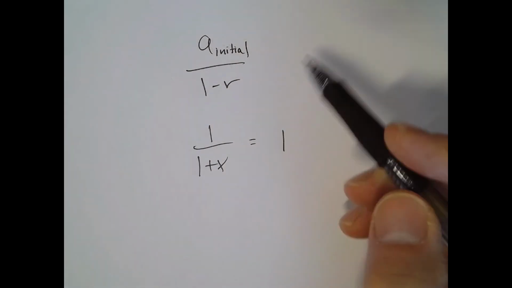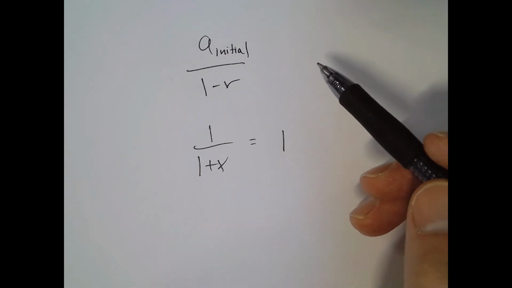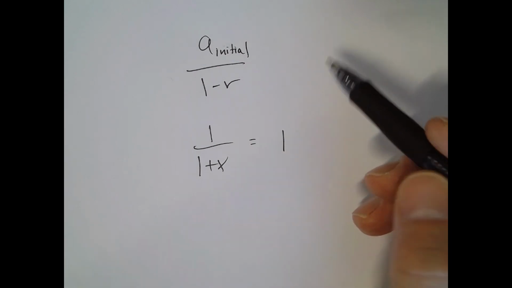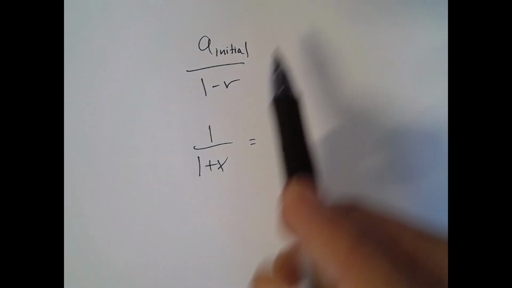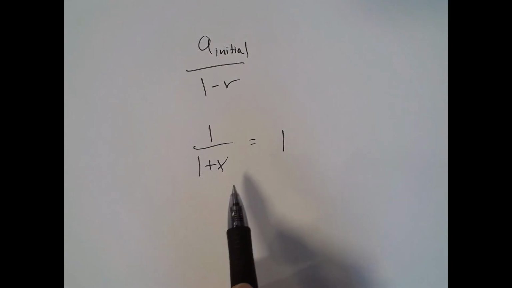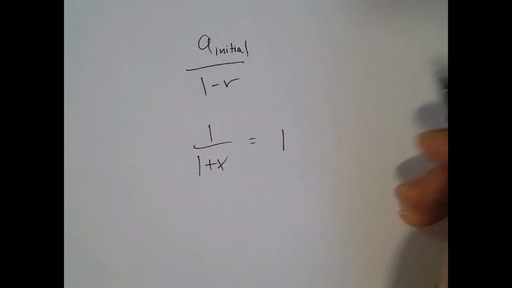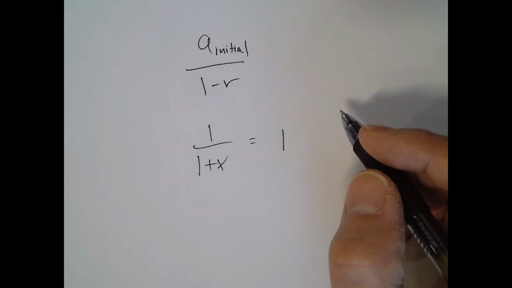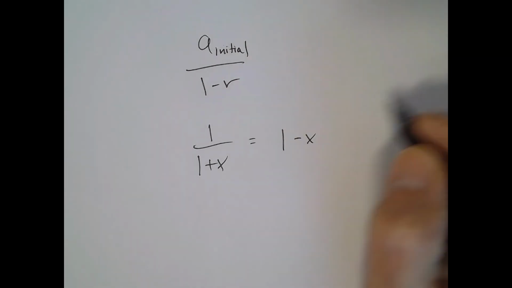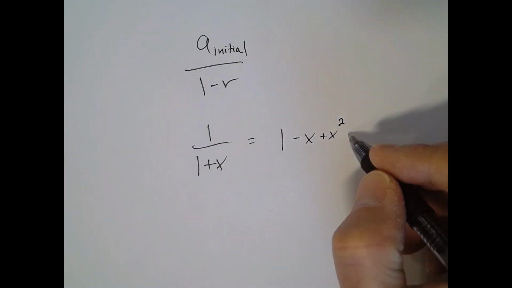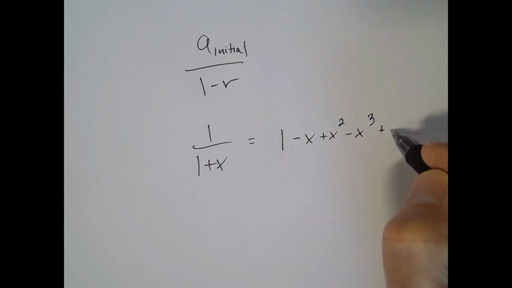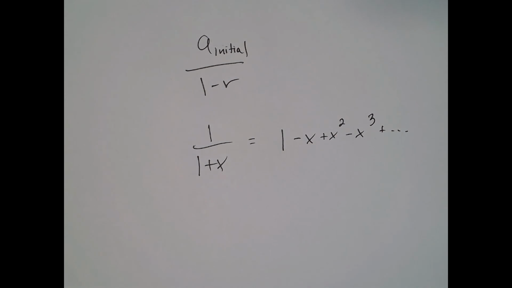And then what's my r here? What are we multiplying by? It'd be negative x, because 1 minus what will give me that negative x? So we're multiplying by negative x every time. 1 is my first term. My next term would be negative x. Then we're multiplying by negative x again, so it'll be plus x squared. Multiplied by negative x again, it would be minus x cubed, and so on. So that's one way of writing it.